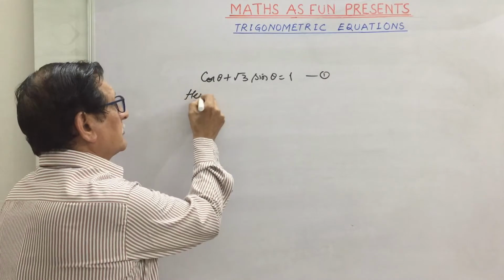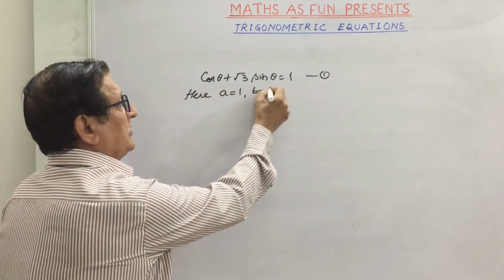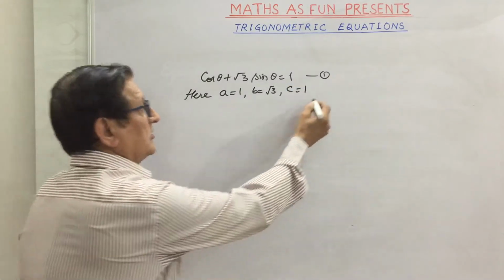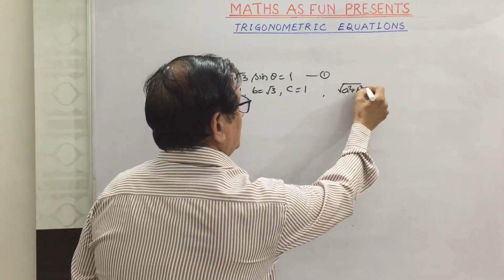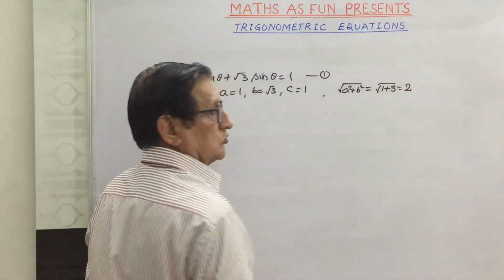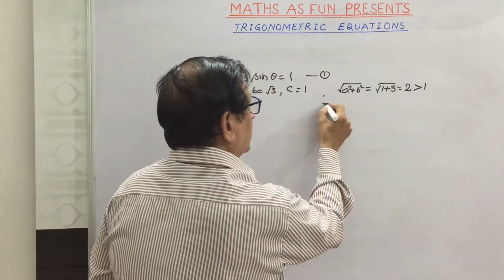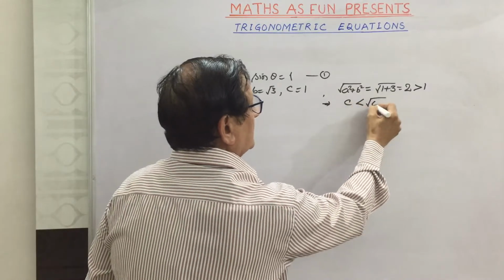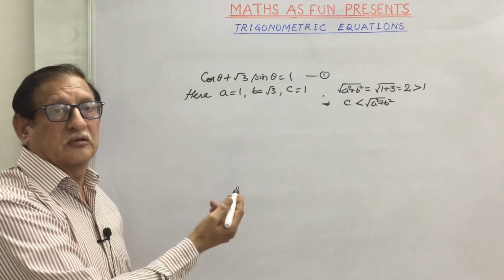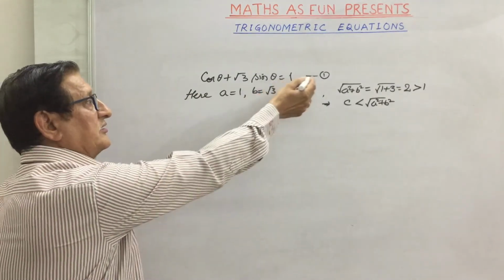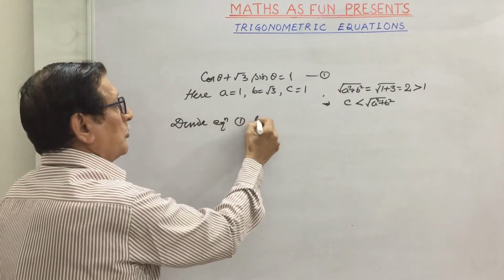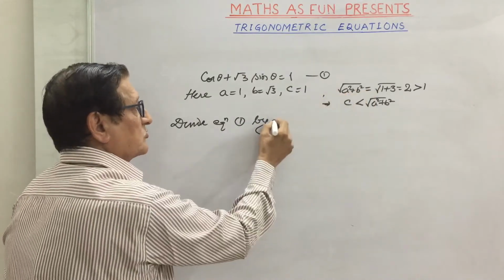Here we find a is 1, b is root 3 and c is also 1. If we see root of a square plus b square, that is root of 1 plus 3, or we can say 2, which is greater than 1. It means we are finding c is less than root of a square plus b square. So solution will be there and we can try to find the solution. Then we divide equation 1 by root of a square plus b square, which is 2.